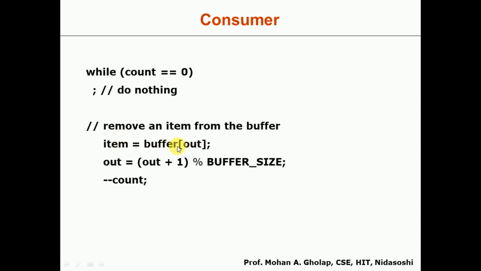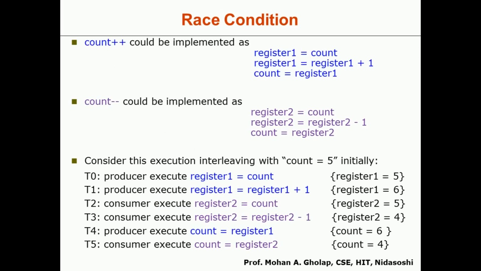Once you consume the data block that is pointed to by out, again out is to be incremented by 1 for the next filled block. That's why we write out equal to (out plus 1) mod buffer size. After that, as we have consumed one block of data, you have to decrement the count value by 1, so it is minus minus count. In this way the consumer problem can also be implemented. Next we'll see how exactly the use of the count variable is implemented through the registers on the system.